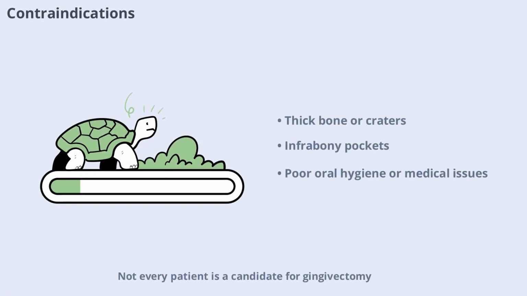Not every patient is a candidate for gingivectomy. Contraindications include the presence of thick alveolar bone edges, interdental craters, or unusual crestal bone forms. Infrabony pockets, pockets extending to or below the mucogingival junction, and inadequate oral hygiene are also reasons to avoid the procedure. Other contraindications include uncooperative or medically compromised patients, dentinal hypersensitivity before surgery, and aesthetically sensitive areas, particularly in the maxillary anterior region. Careful patient selection is crucial for successful outcomes.